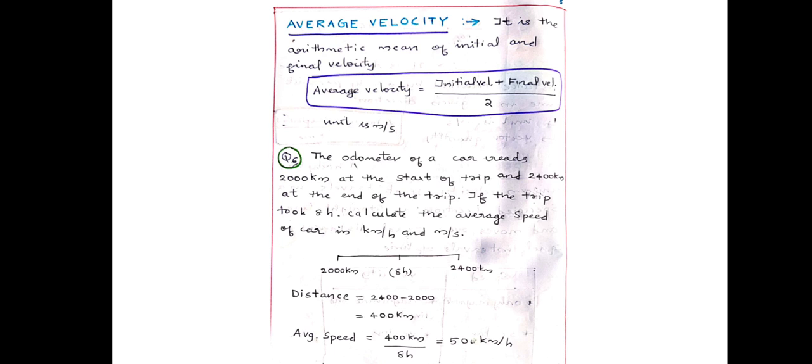I repeat, what is velocity? It is the rate of change of displacement. So what is average velocity? It is the arithmetic mean, which means it is the average of initial and final velocities. I hope it is clear.